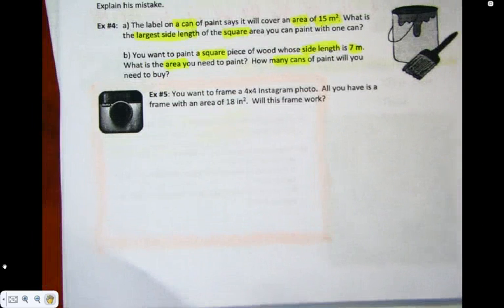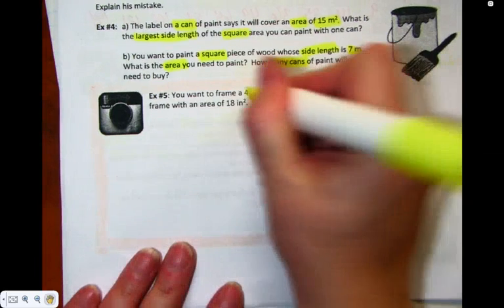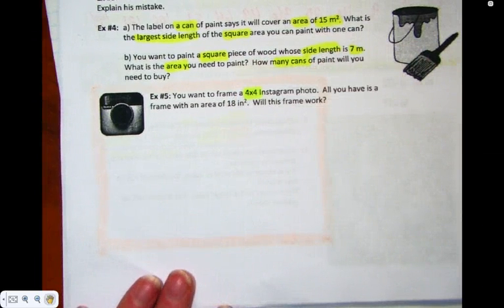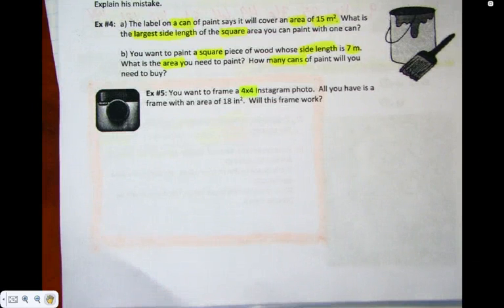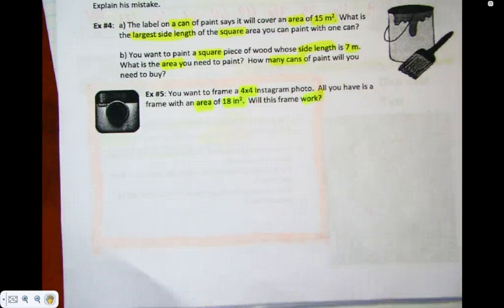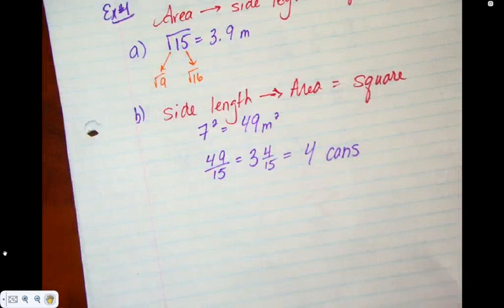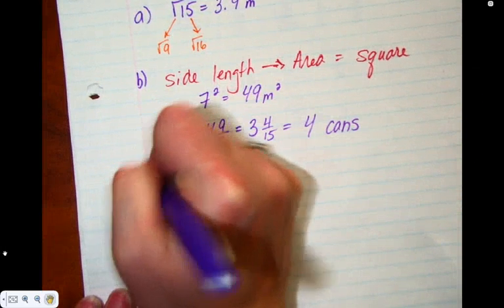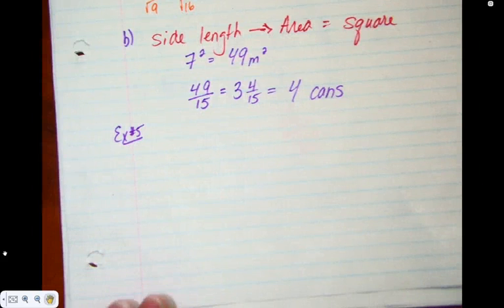Read to read number 5. What would you like to highlight? That tells you a shape without telling you. What do we assume the shape is? Has to be a square because the dimensions are the same. All you have is an area of 18 inches squared. What do we really need to know? We need the side length of an area that is 18 inches squared. We need to know, is the side length less or more than 4?